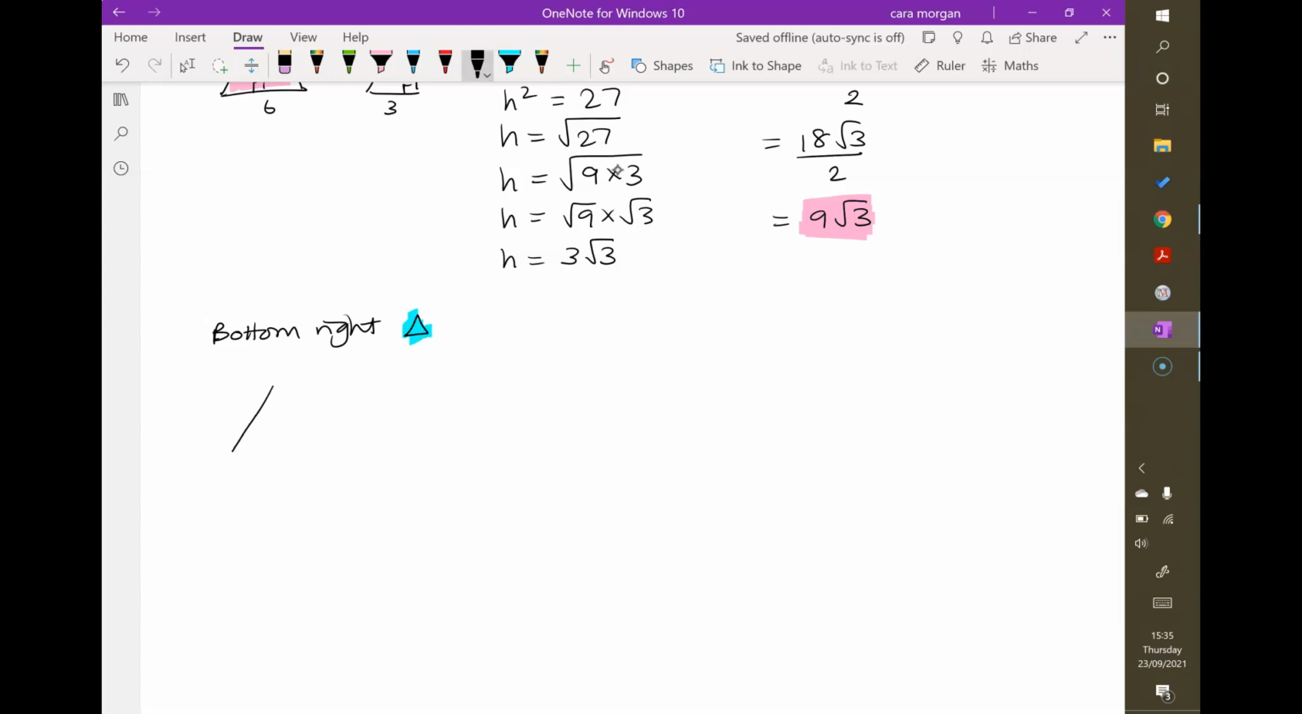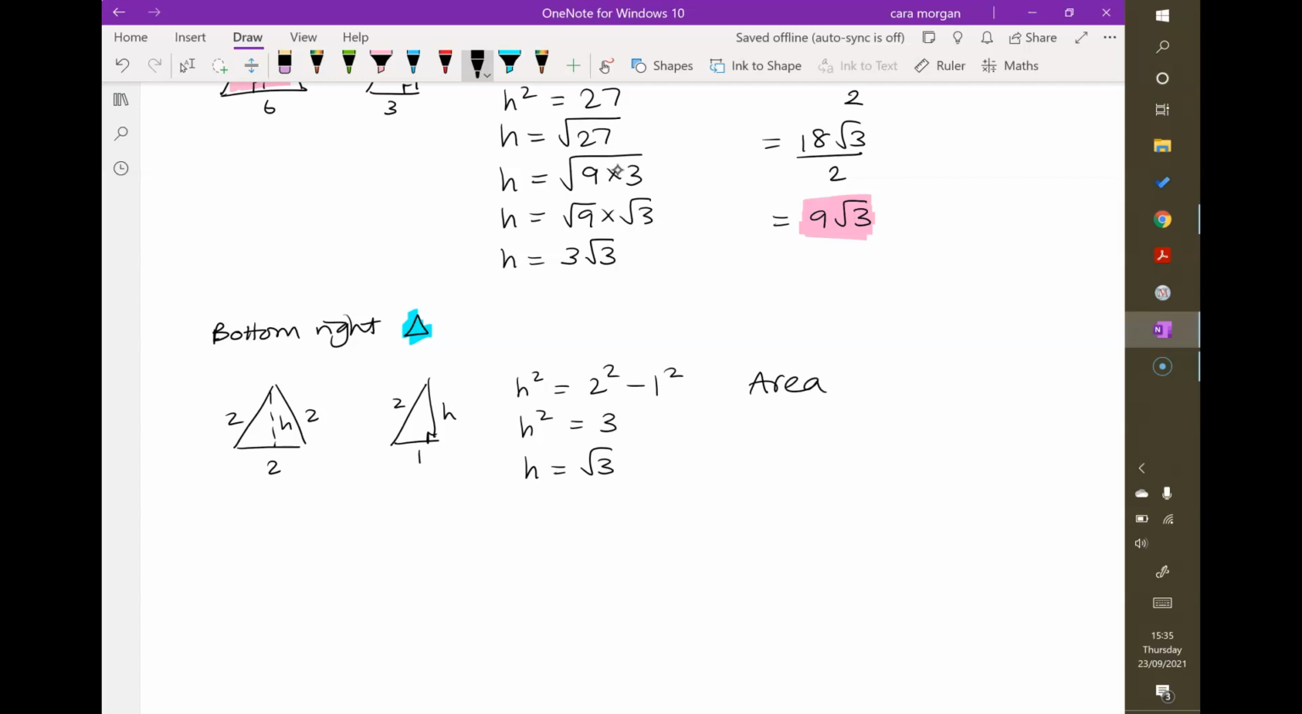Which is blue. 2, 2, 2, looks like that. Height, just redrawing, so 1, 2, and my height is there. Height squared is 2 squared minus 1 squared, that's nice, which is 3, so my height is root 3.